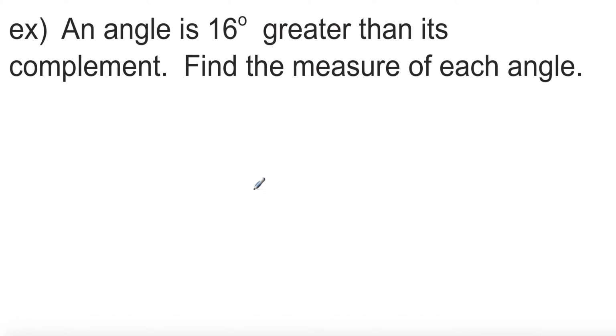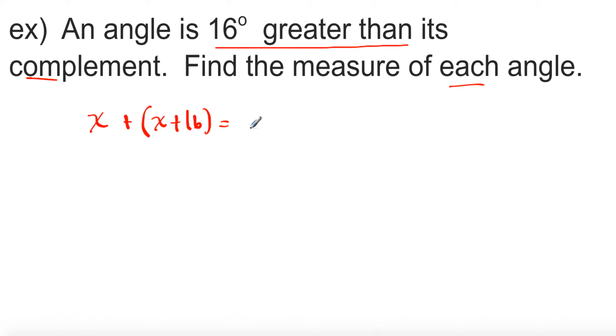All right, one more example. An angle is 16 degrees greater than its complement. Find the measure of each angle. All right, so this one's got a little bit more work compared to the last one. So let's go to this first sentence. It says an angle is 16 degrees greater than its complement. So we don't know what either angle measures. So let's say the complement measures x and the other angle measures 16 degrees greater than x. So we'll say that's x plus 16. And we're talking about complements, so we know to set it equal to 90.